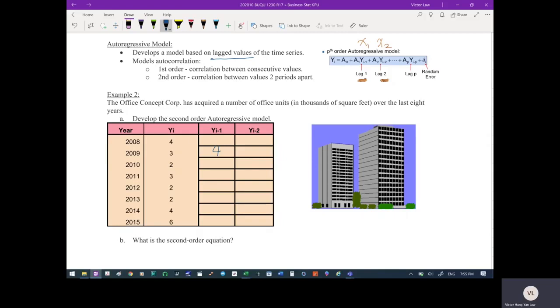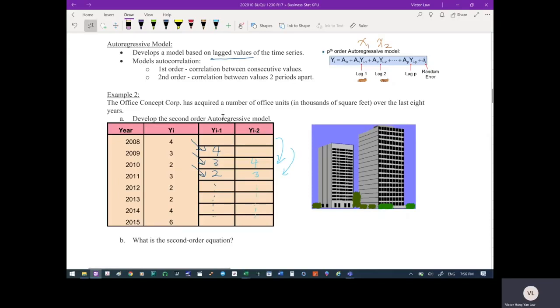So for 2009, the year before is 4. For 2010, the year before is 3. For 2011, the year before is 2, and so on. So you can see the pattern. The same idea goes for 2 years before. For 2010, we're going to use the units from 2008, so we put the 4 here. And the same for 2011: we use the number from 2009, which is 3, and so on.